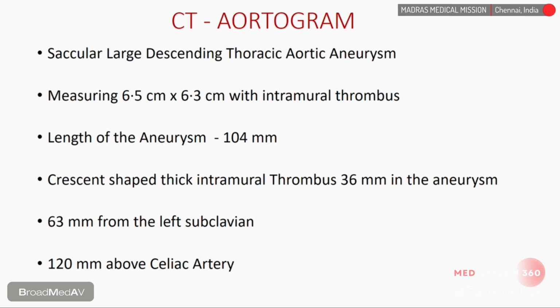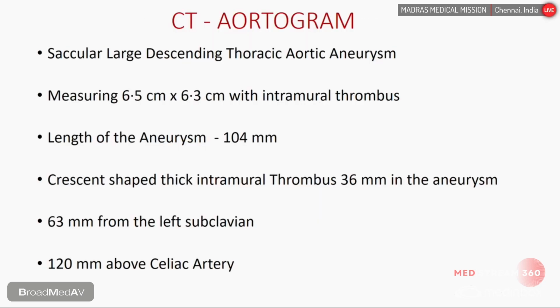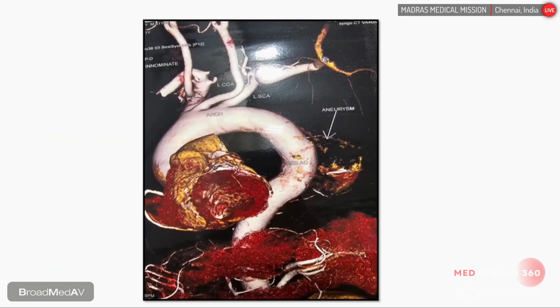The length of the aneurysm was 104 millimeters. The diameter was 6.5 x 6.3 at the maximum expansion point, and there was a crescent-shaped thick intramural thrombus of 36 mm in the aneurysm. It was 63 mm away from the left subclavian and 120 millimeters above the celiac artery, giving us good landing zones above and below.